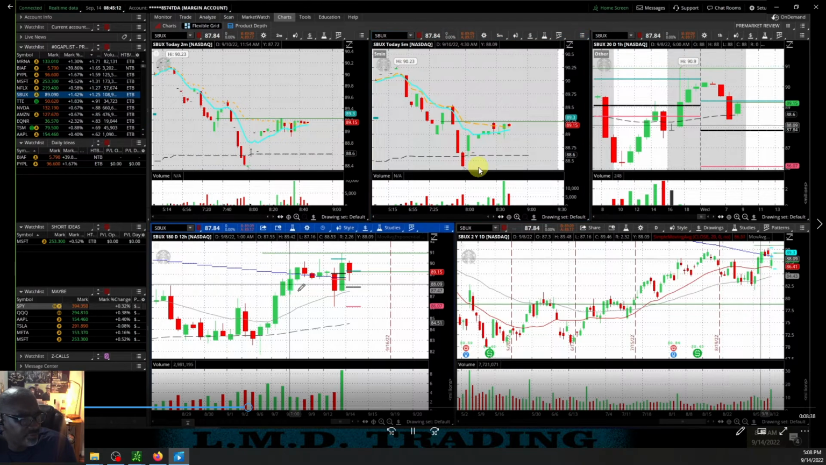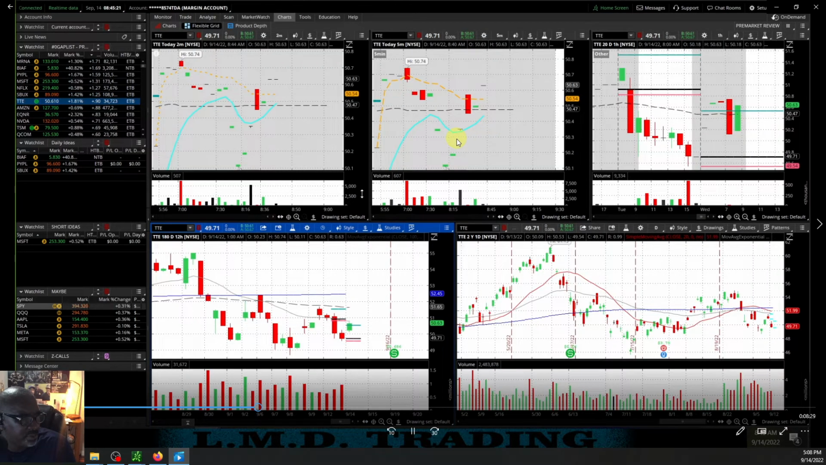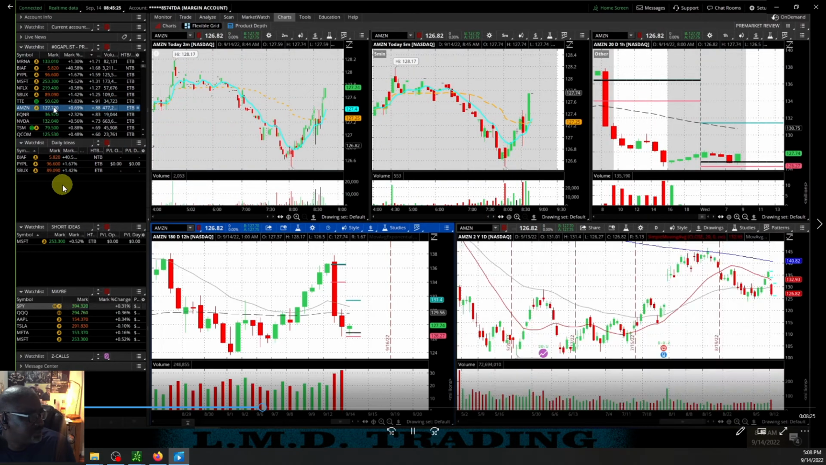Starbucks, we're marking our area for Starbucks. Starbucks is in a little transition. It's above the 50. That's what this broken line is. It's above the 9. It was above the VWAP. So we added that to our long list.